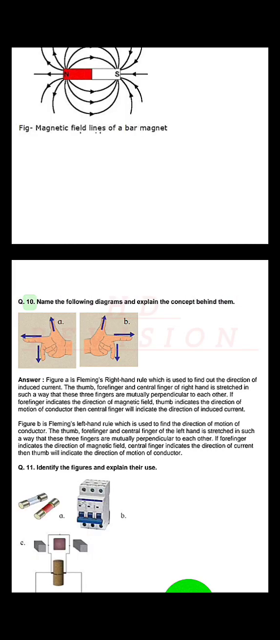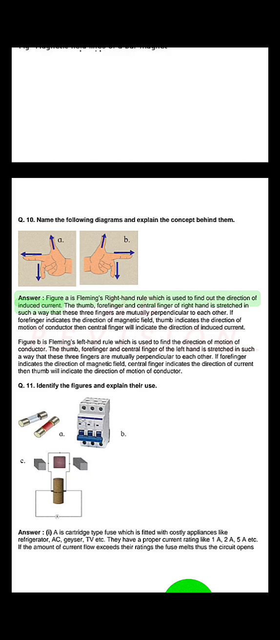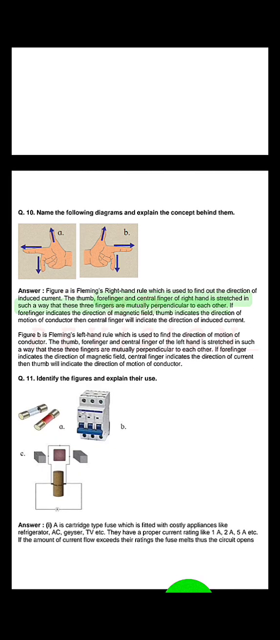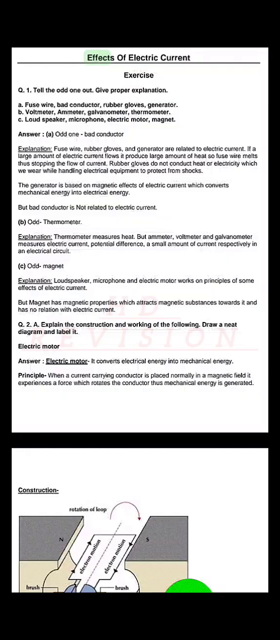Q. Name the following diagrams and explain the concept behind them. Answer. Figure A is Fleming's right-hand rule, which is used to find out the direction of induced current. The thumb, forefinger and central finger of the right hand are stretched in such a way that these three fingers are mutually perpendicular to each other. If the forefinger indicates the direction of the magnetic field and the thumb indicates the direction of motion of the conductor, then the central finger will indicate the direction of induced current.